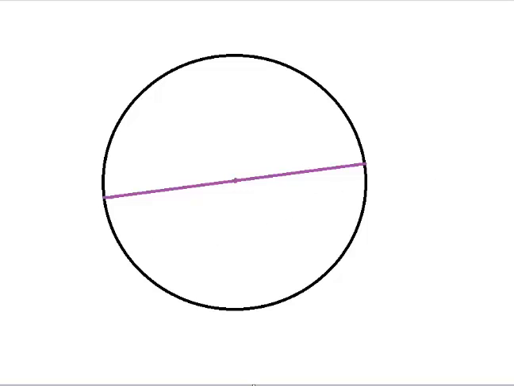Now let's say we've got an angle that's inscribed in the semicircle. In other words, an angle that goes here and to here. Well, this by definition has to be a right angle. The reason why it has to be a right angle is because the arc that it's intercepting is a semicircle, and a semicircle is 180 degrees. This is half the arc, so if the arc is 180, this by definition has to be 90.